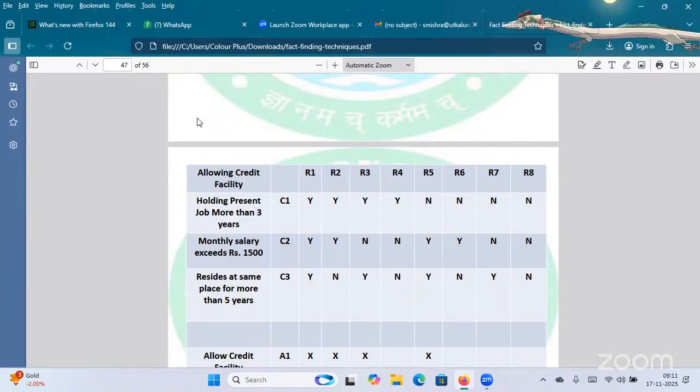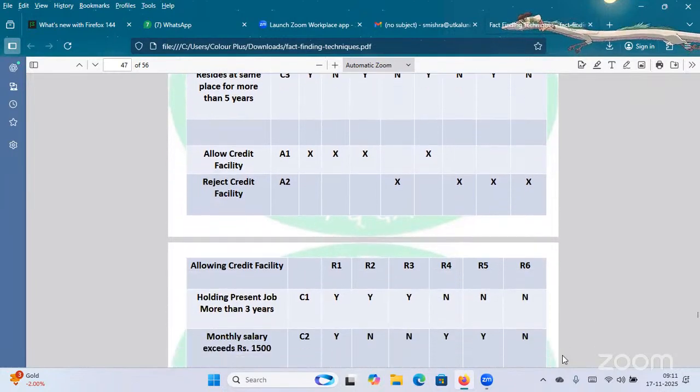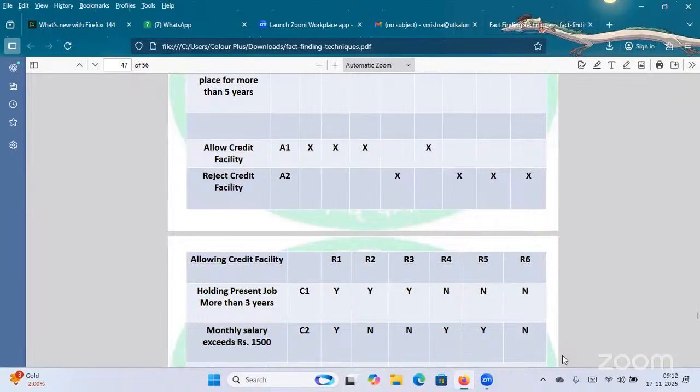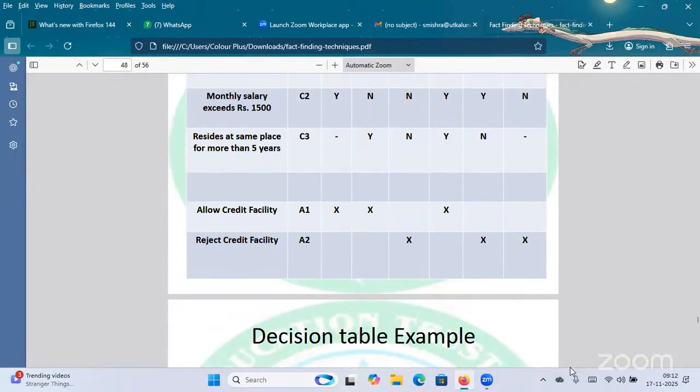If monthly salary exceeds rupees 1500, then condition 2. That is, these are the yes. So different rules are to be applied, and the actions are like allow credit, action 1, and reject the credit facility, that is action 2. And allowing credit facility for rule 1, rule 2, rule 3 up to rule 6. A monthly salary exceeds rupees 15. So different condition action rules are there.